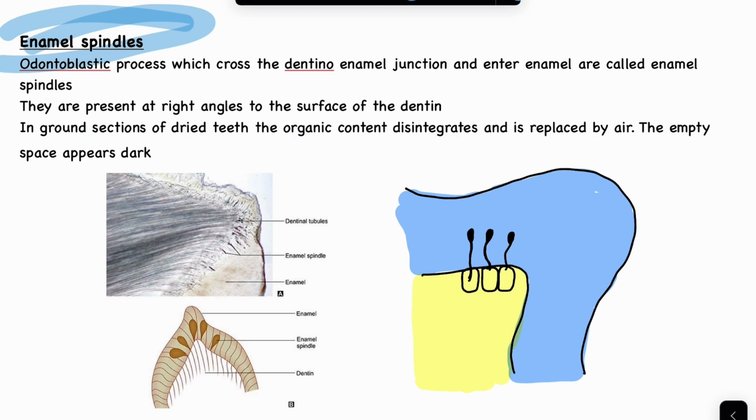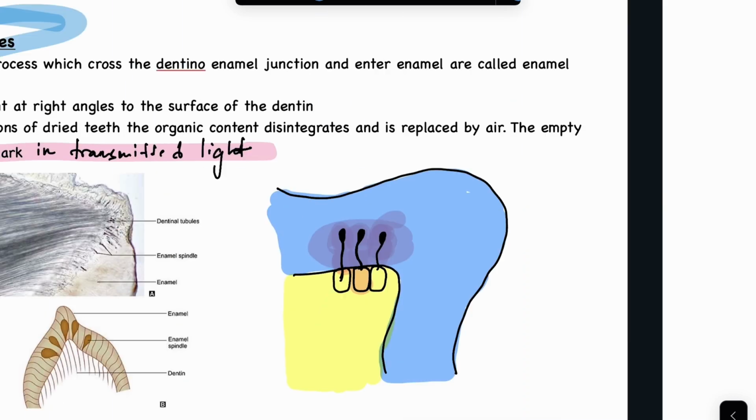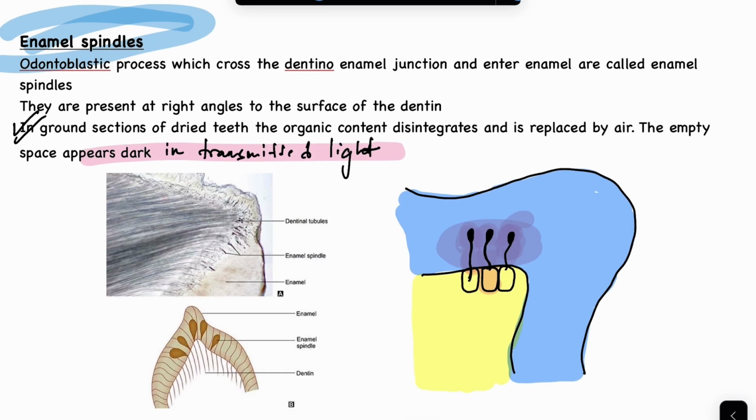In transmitted light, sorry, I forgot to add that over here. So what this point is saying is, imagine in the ground section I removed everything, and this organic content will disintegrate. So instead of this enamel spindle, only space will be left, and that space appears dark in transmitted light. So that's it for all the structures of the enamel.